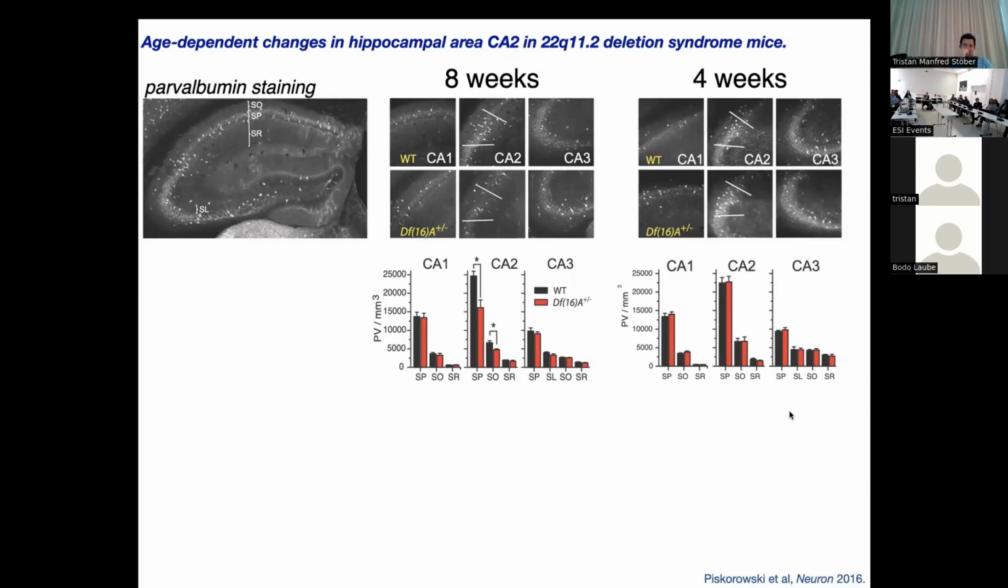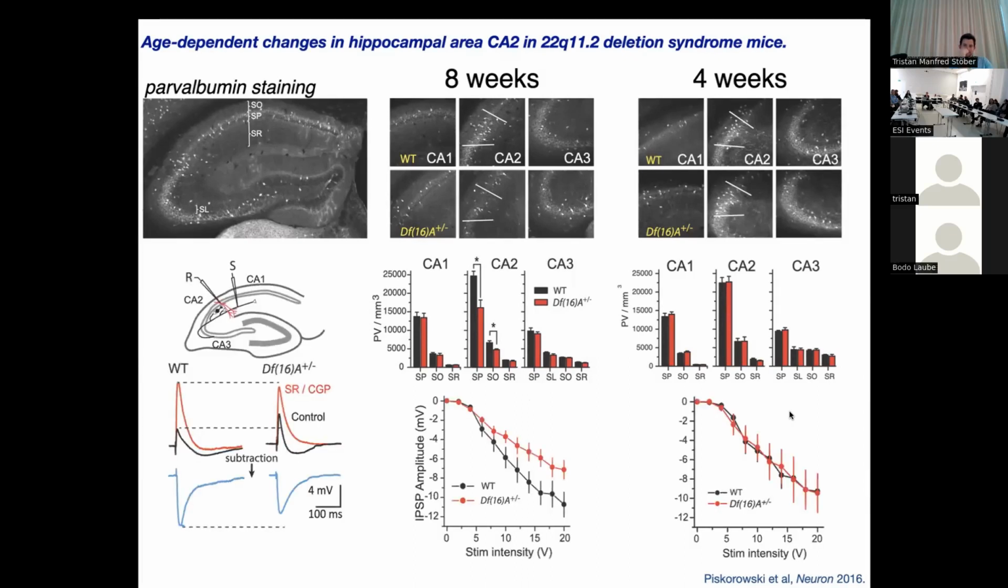And as you'd expect, you see less staining for interneurons. We also saw a reduced inhibitory transmission when we looked at it. So here in control mice, you see before and after blocking GABAergic transmission, the change in the potential that we can measure. This is really different in the deletion mice. And you see this over a range. Again, this was also age dependent.